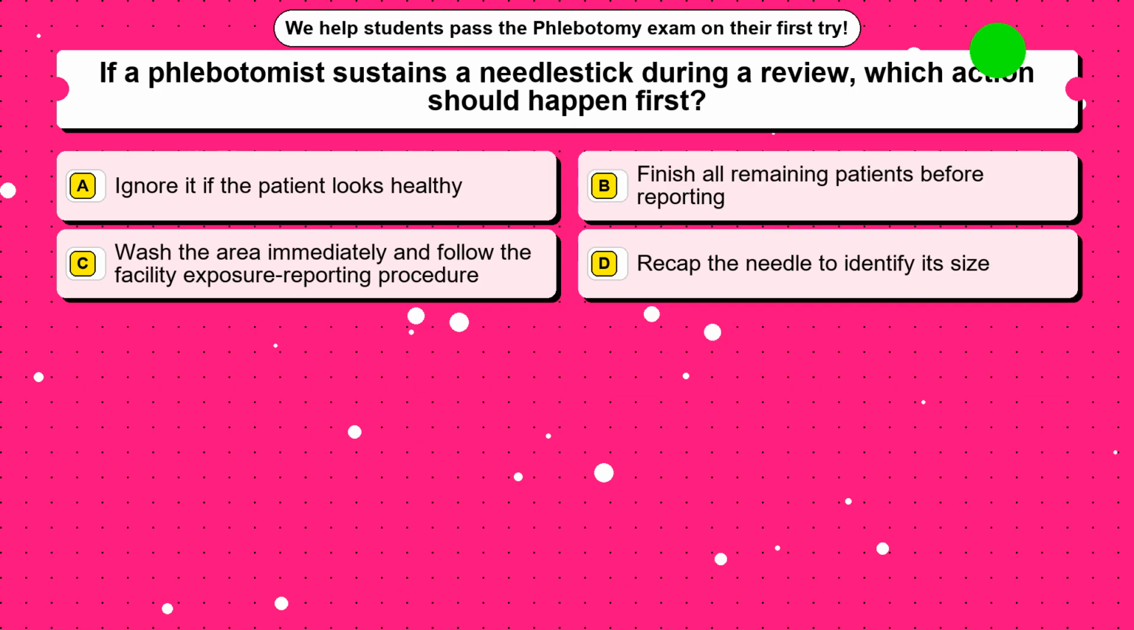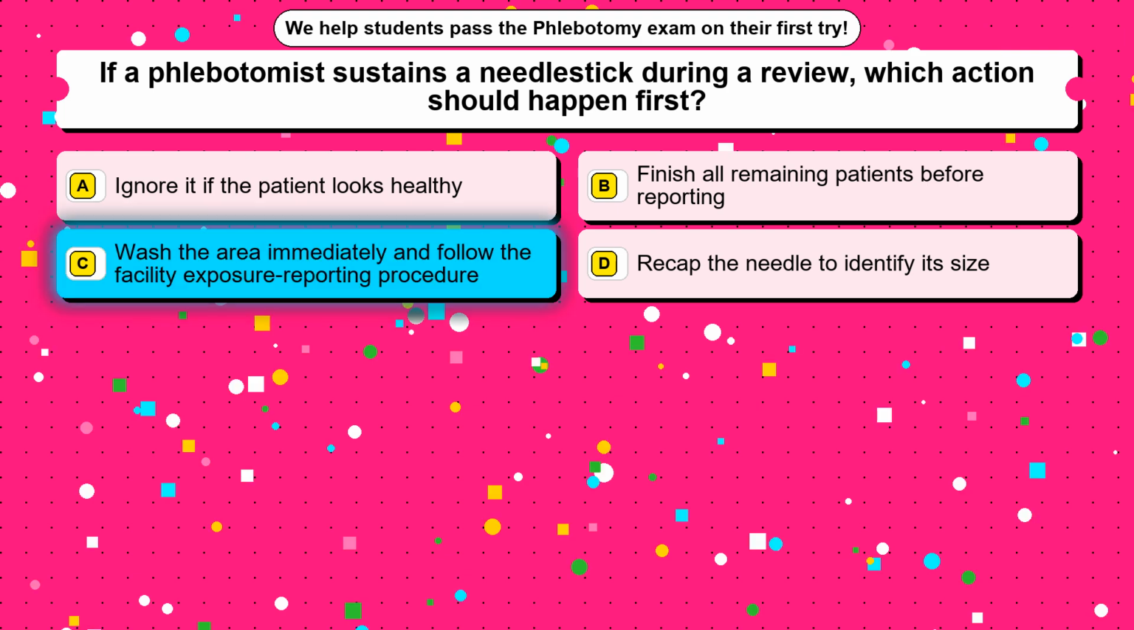Question 20. If a phlebotomist sustains a needle stick during a review, which action should happen first? Option A. Ignore it if the patient looks healthy. Option B. Finish all remaining patients before reporting. Option C. Wash the area immediately and follow the facility exposure reporting procedure. Option D. Recap the needle to identify its size.